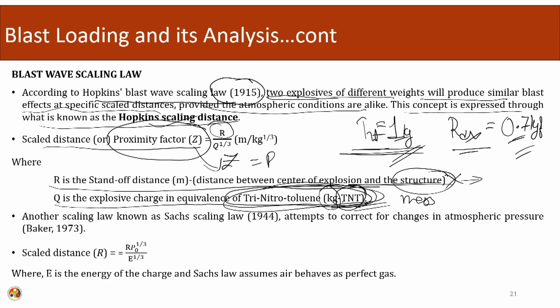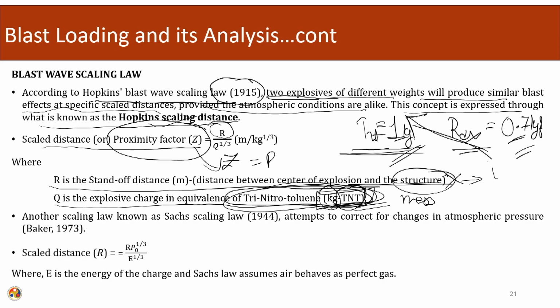Here everything, whether it is RDX or any other chemical-based explosive, is expressed in terms of the equivalent amount of TNT. Here, kg TNT does not mean that the explosive used is only TNT; it only means that the equivalent amount of mass is being used.